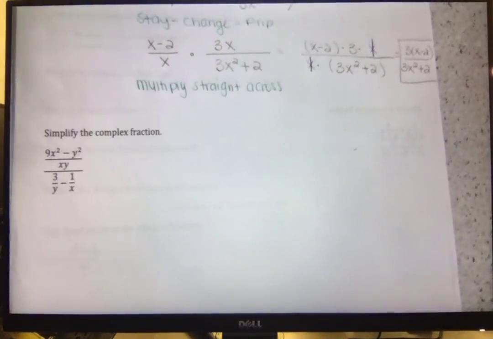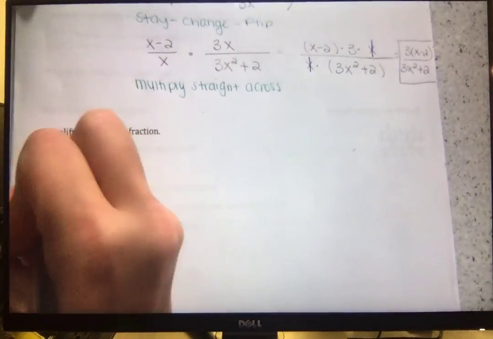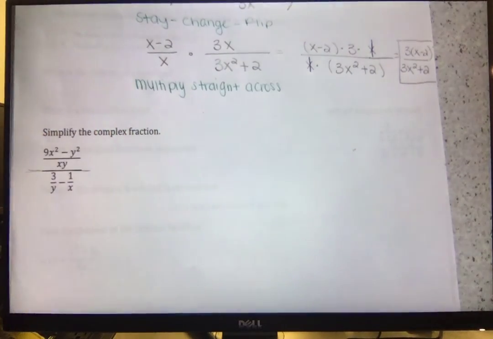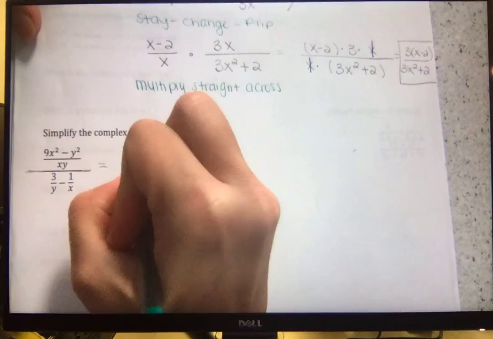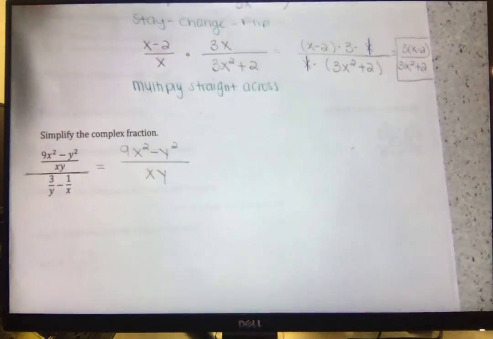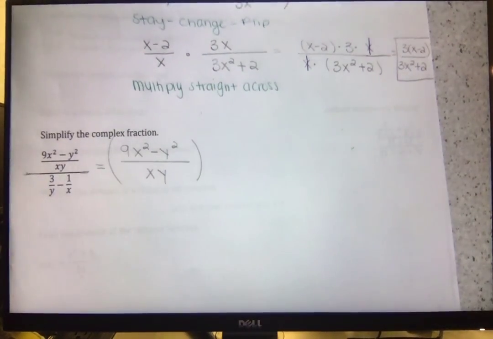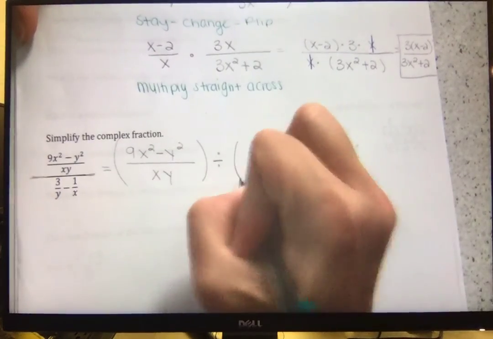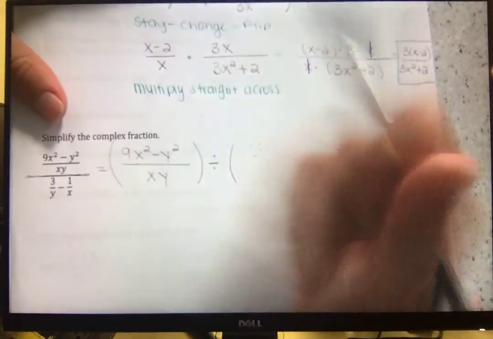Let's keep going. So simplifying the complex fraction, 9x squared minus y squared all over xy divided by 3 over y plus 1 over x. So I'm going to take that middle division bar and write it using the division symbol. So 9x squared minus y squared all over xy divided by 3 over y minus 1 over x.